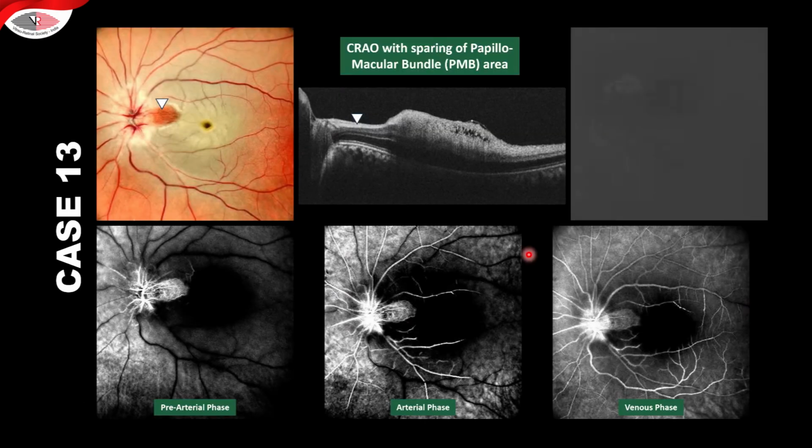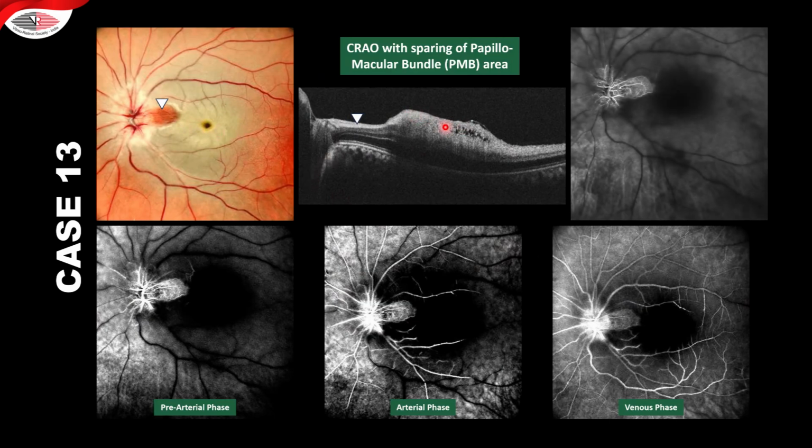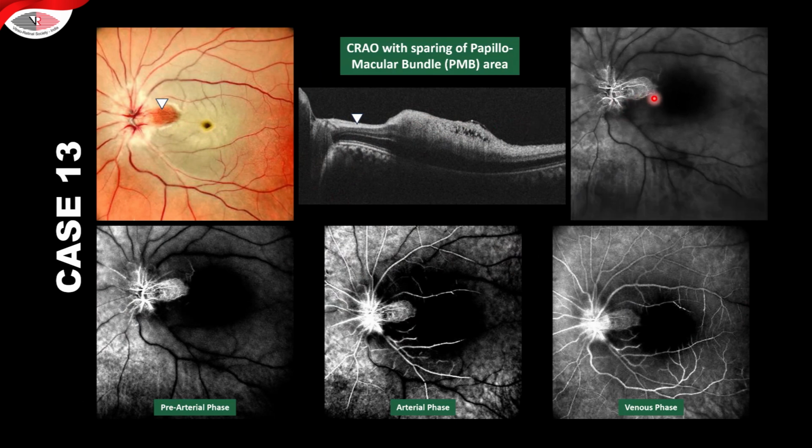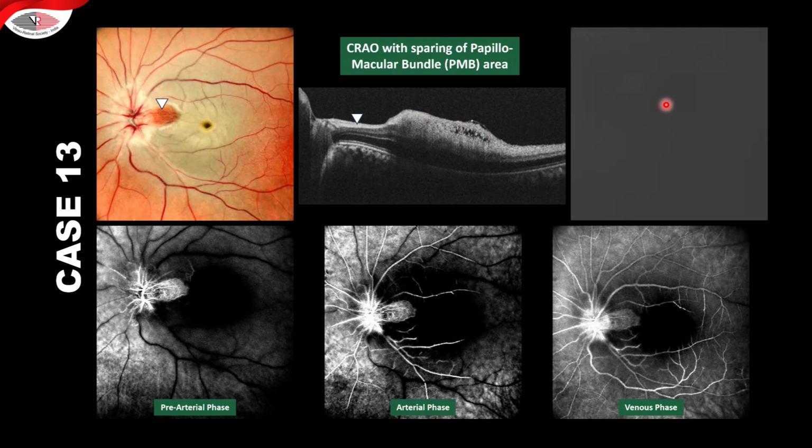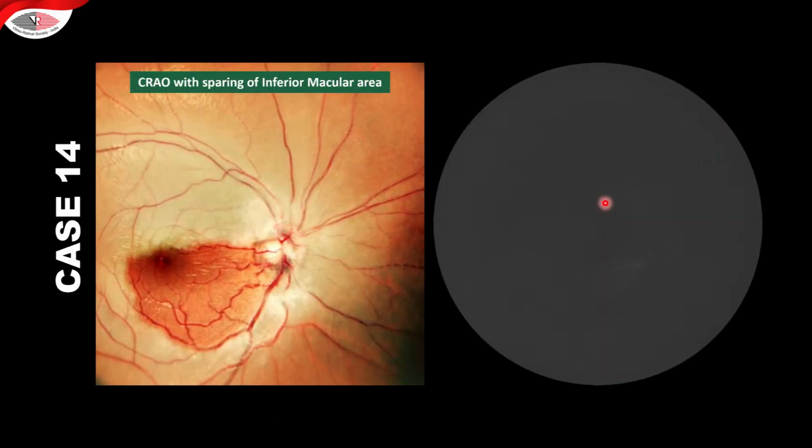CRAO with sparing of the papillomacular bundle, again a similar situation, cherry red spot, and this sparing which is seen, the OCT looks like this. And when you do the FA, you'll see that the perfusion is totally hampered. It doesn't go beyond the central area, the supply of the cilioretinal artery in the papillomacular bundle.